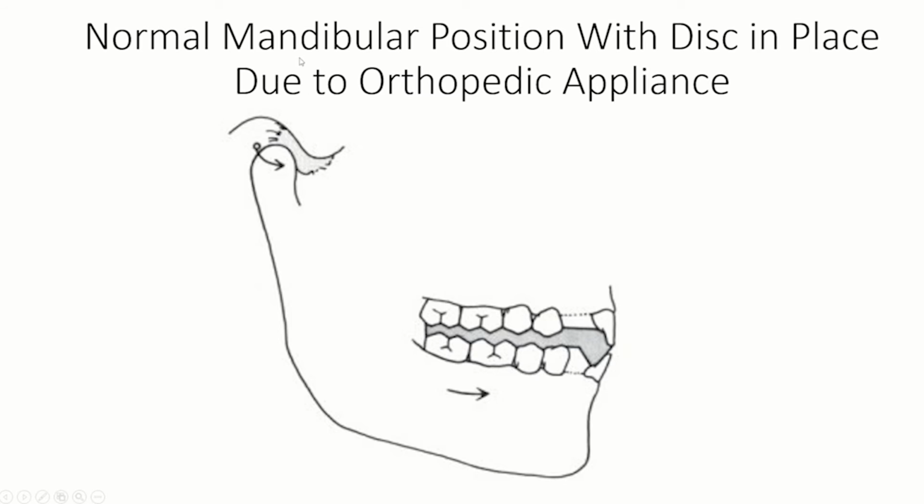Now here again is a normal position of a TM joint with the disc, the condyle, and the articular eminence with an interposed splint or an appliance. We call this an anterior repositioning appliance. It can either be on the upper jaw or the lower jaw.